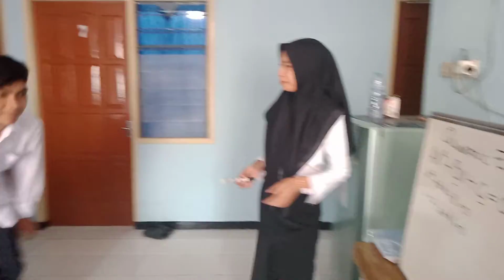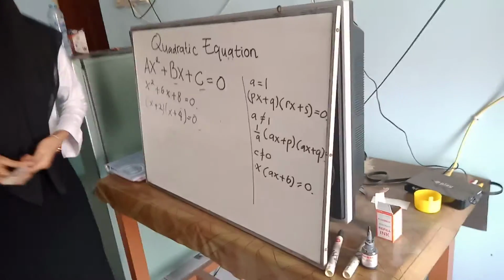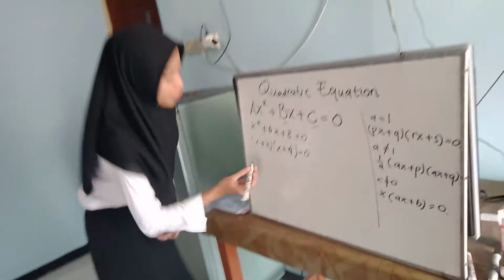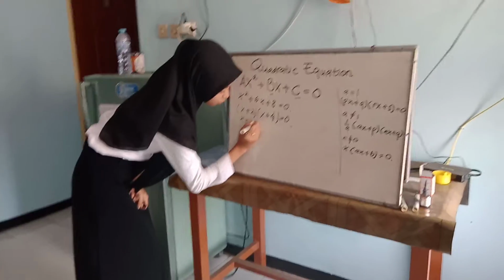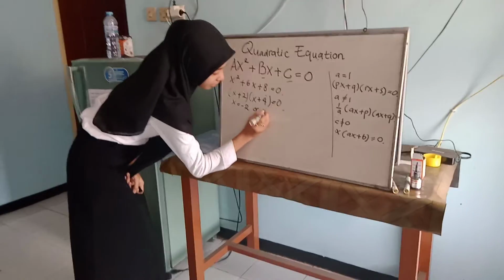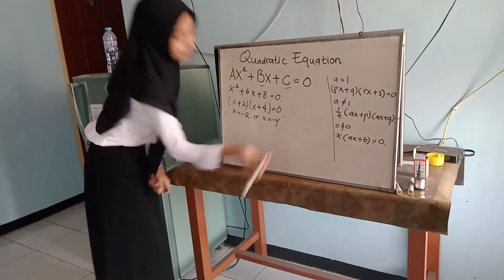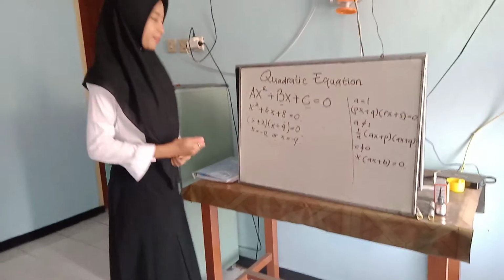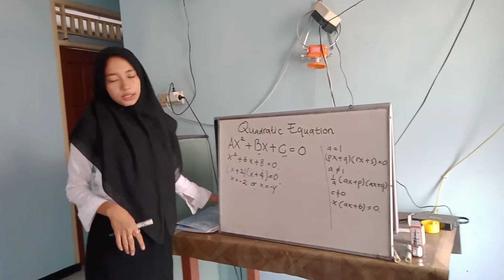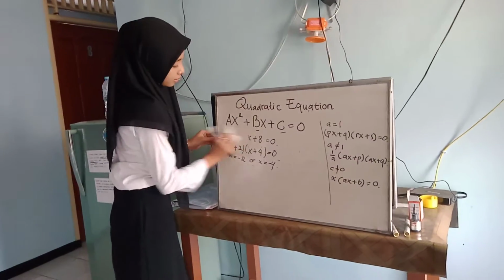Okay, thank you, ma'am. Okay, Atta, you missed one step. You need to write two solutions: x equals minus 2 or x equals minus 4. I'm sorry, ma'am. Okay, I know. No problem.